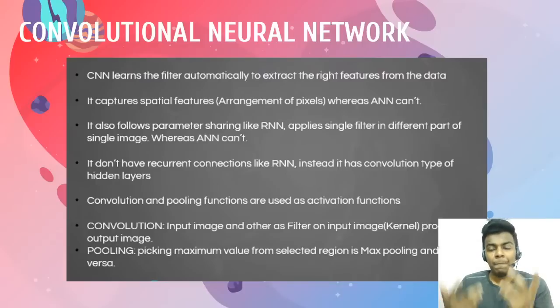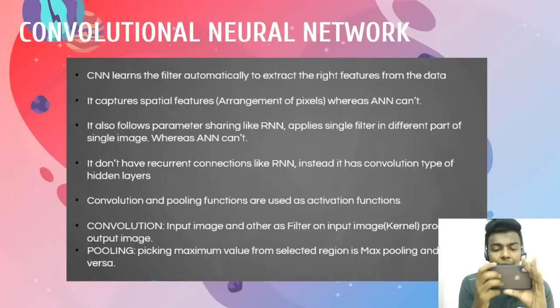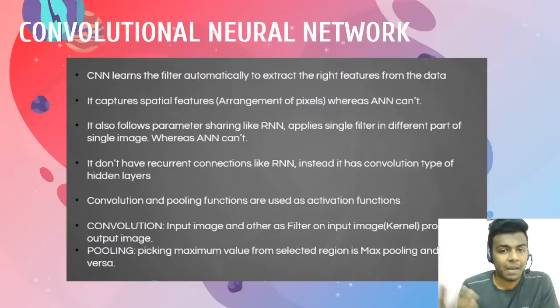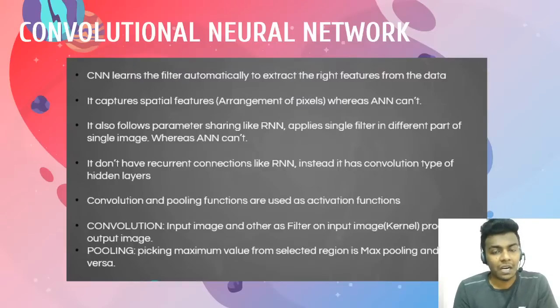For example, let us take an image. Instead of taking the complete frame, it can see the arrangement of pixels, and it can see only a certain part of the image. That kind of application can be done with the help of a convolutional neural network. It uses a convolution type of layer, and instead of a recurrent connection, it uses the convolution connection.